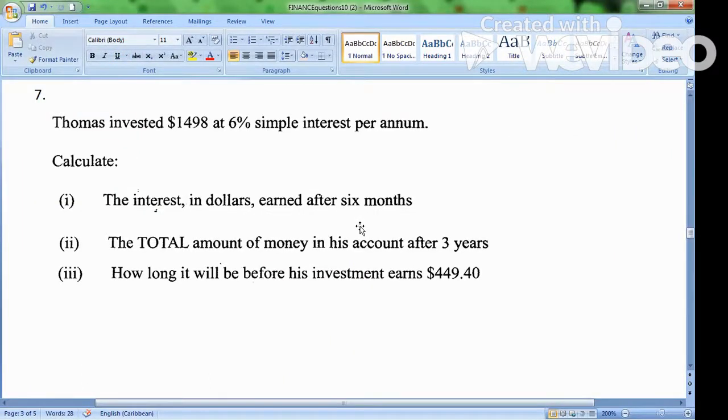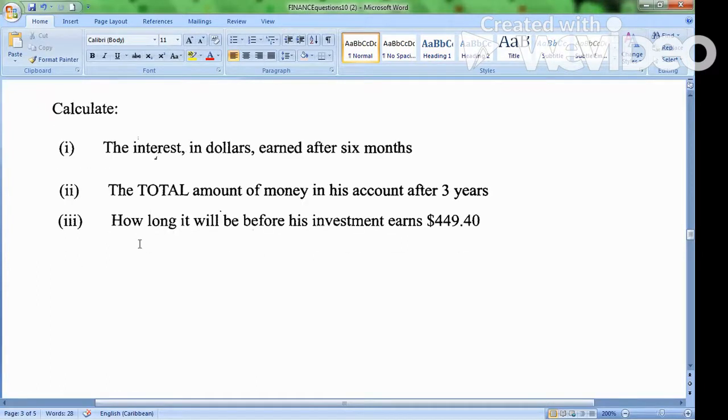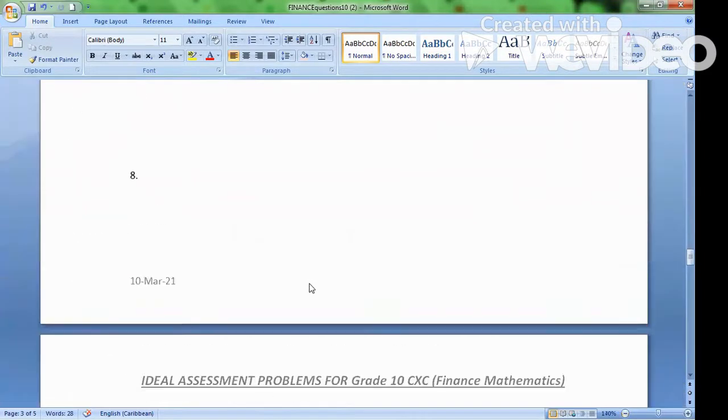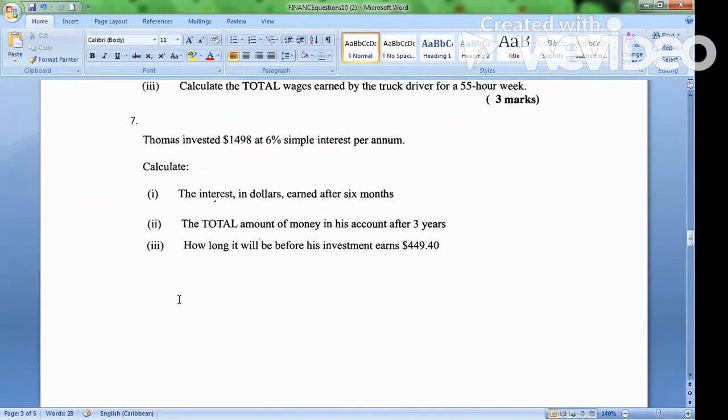All right. Let's press on. Okay. So, any takers for number 1? Would it be the simple interest formula, sir? Yes. That's all it is. Because if you look at the question, it says simple interest. And the question is calculate the interest.